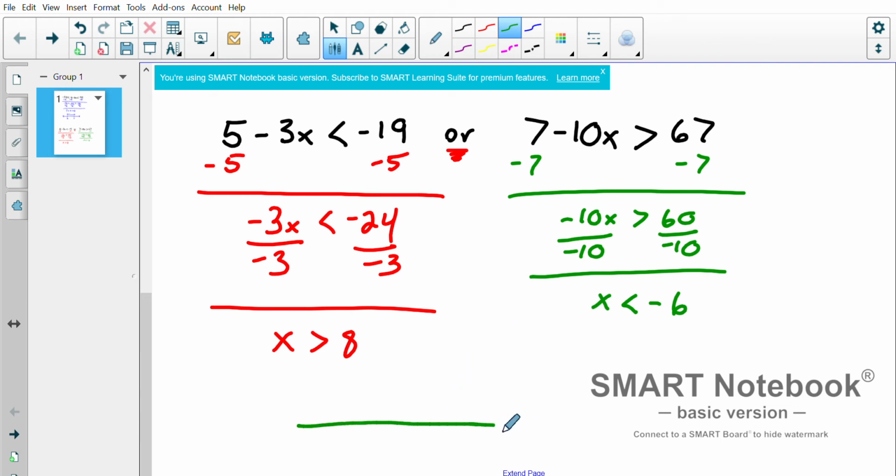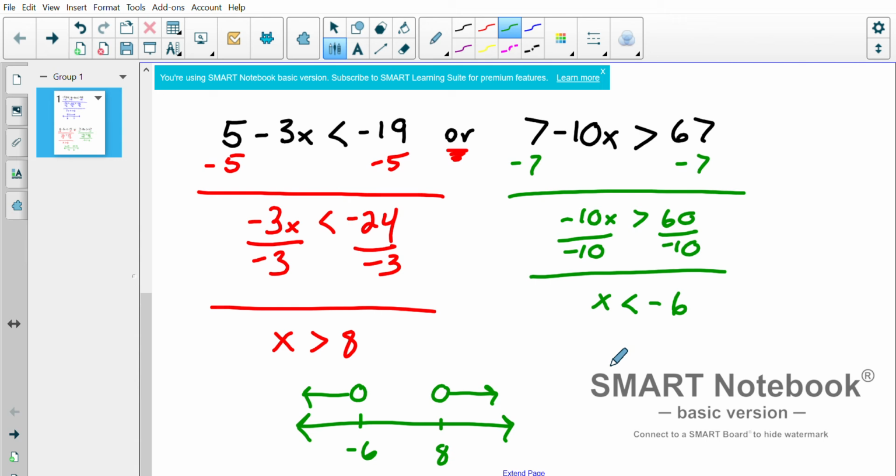So when we go to graph this one, we'll have negative 6 and positive 8. No equal to's, so these are both going to be open dots. x is less than negative 6, that one's going to go left. x is greater than 8, that one is going to go to the right.